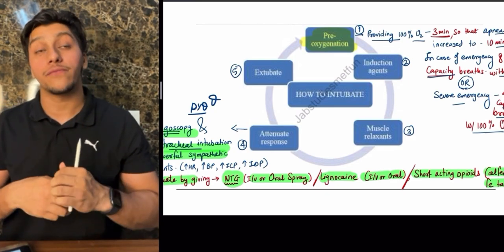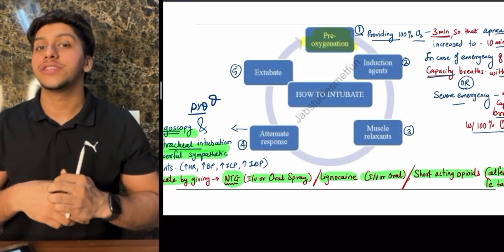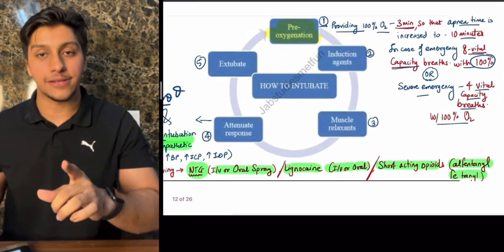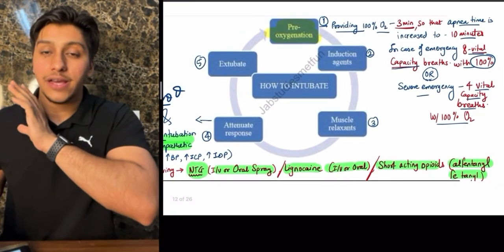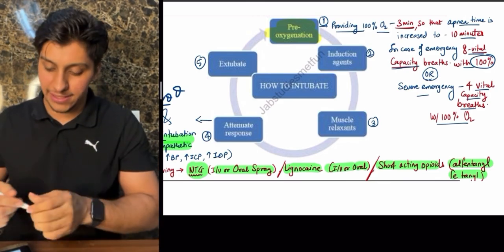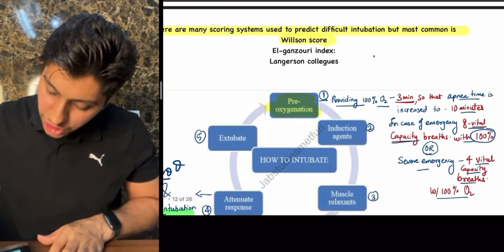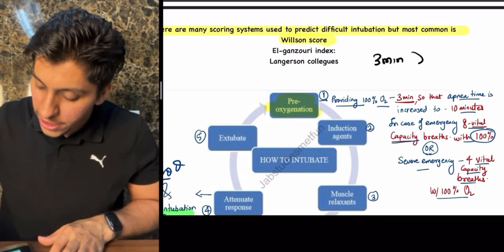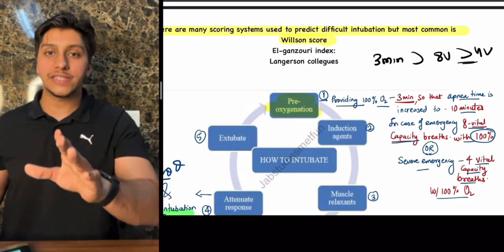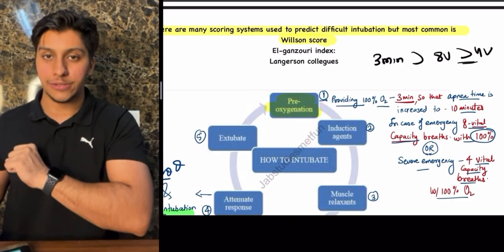If, for example, it is a very severe case of trauma and we don't have 3 minutes, then we are going to prefer the 8 vital capacity breaths. If 8 vital capacity breaths are not possible, the minimum which you have to do is 4 vital capacity breaths. So what I said is, first you have to do 3 minutes of 100% oxygen, then it's going to be 8 vital breaths, and then 4 vital breaths. So please remember this with respect to pre-oxygenation.